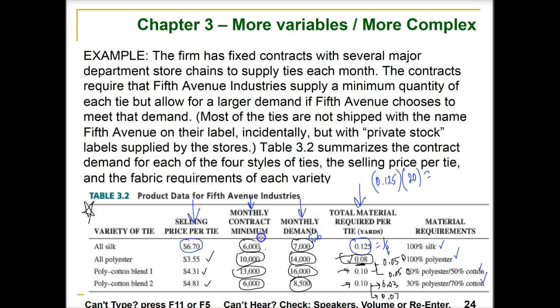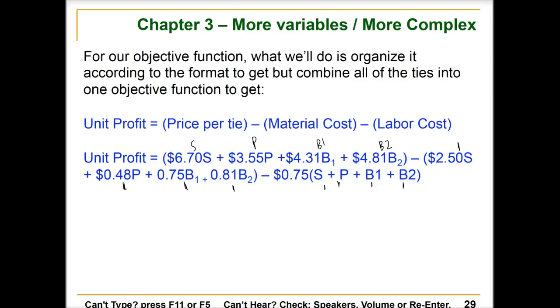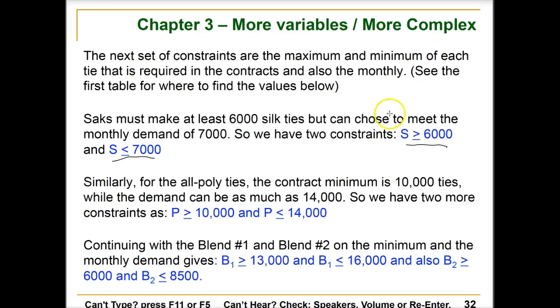So if I did it that way, then it would look something like this, which means that S would have to be greater than or equal to 6,000, and in addition to that, S would have to be less than or equal to 7,000. So that's why you see those constraints written that way. That's why you see it written separately like that. And of course, for the polyester, 10,000 and 14,000. For the blend 1 and the blend 2, we see those respectively. All right, so we see how we come up with these constraints now.